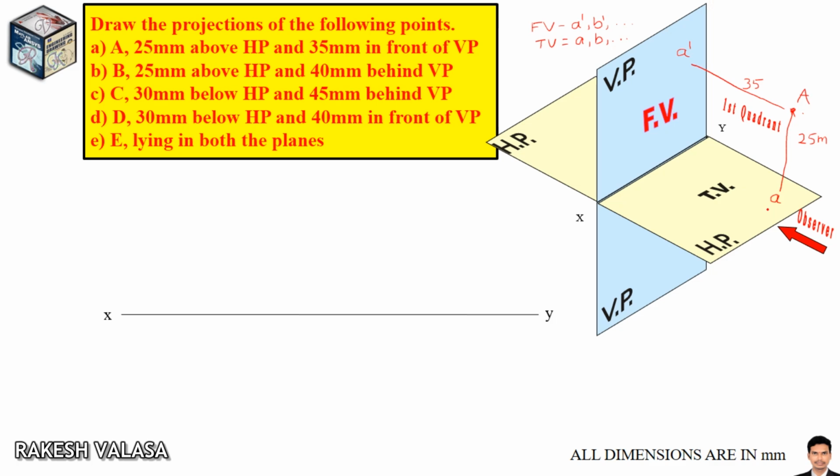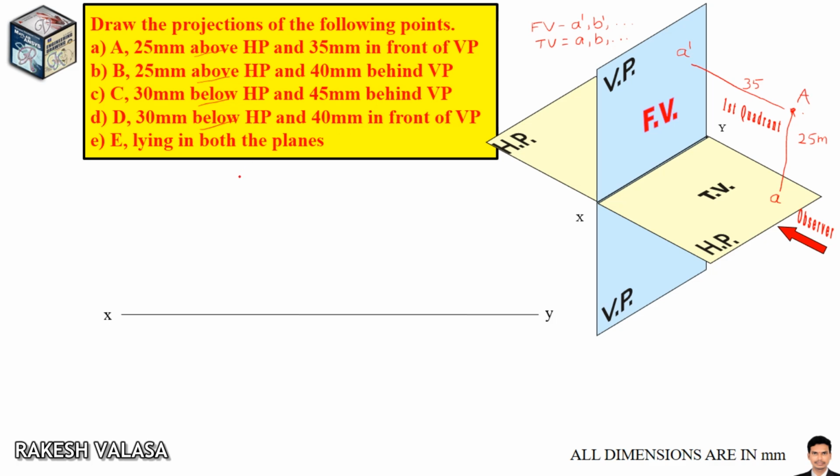And one more important point, the easiest point. For any type of point, above means above the HP, that means above the XY. Below means below the HP, that means below XY. In this way you can easily remember, and you can easily solve any type of problem.